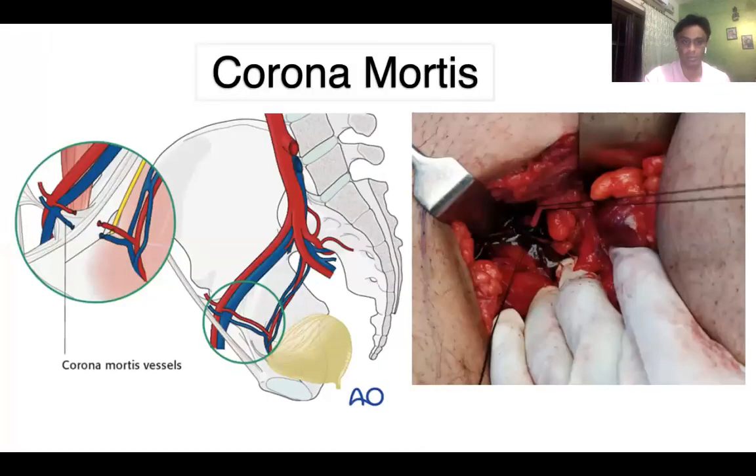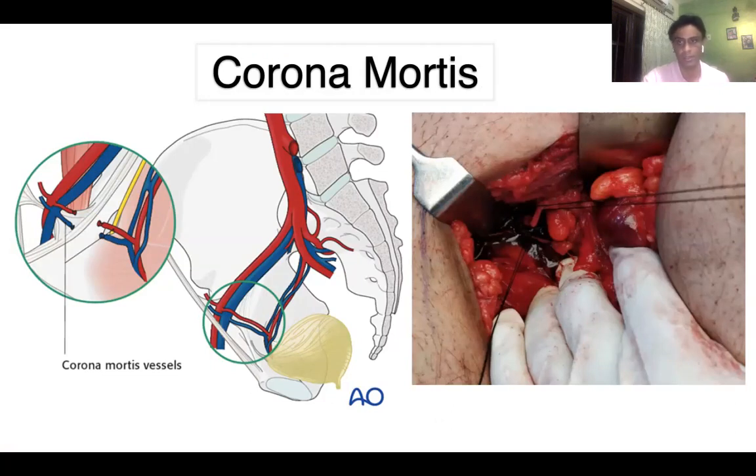Lastly, a word about the corona mortis. Corona mortis is a communication between the obturator and the external iliac or the inferior epigastric system. The communication is often venous and small, but sometimes large arterial connections are also possible, and they can lead to significant bleeding if you are not aware of it when you do your anterior intrapelvic approach. So when you go laterally from the pubis, you need to be aware of its presence. It is often situated around 3 to 7 centimeters lateral to the pubic tubercle. So you need to be aware of this when you extend your approach laterally.